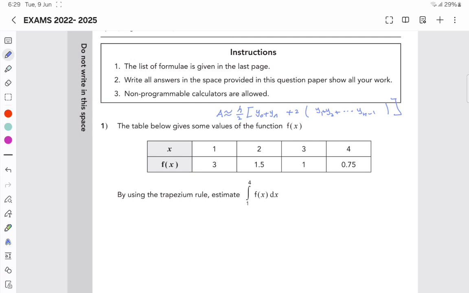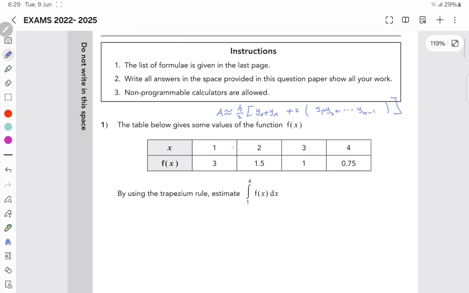So if the table is given, you can state the value of h as the distance between any two consecutive values on x. So the value of h here will be equal to 1, which is 2 minus 1 or 3 minus 2. Those are the values of y: y0, y1, y2, y3. The first value of y is 3. The last value of y is 0.75.